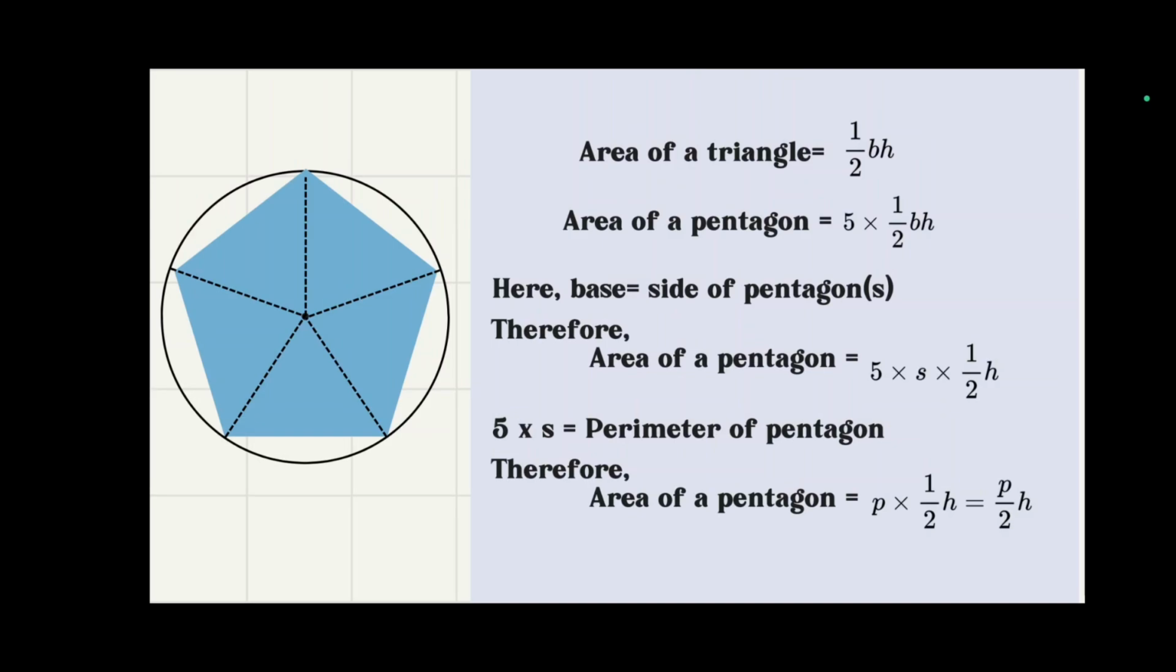Otherwise, we can say that the area of a pentagon is equal to 5 into half bh, since there are 5 triangles. Here the base is equal to the side of the pentagon, that is S. Therefore, the area of a pentagon is equal to 5 into S into h into 1 by 2. Here, we know that 5 into S is equal to the perimeter of the pentagon. Therefore, area of pentagon is equal to P into half h, which is P by 2 h.